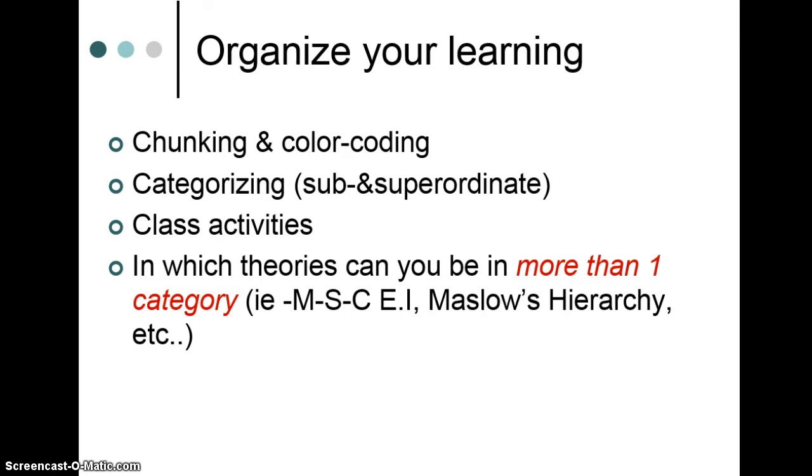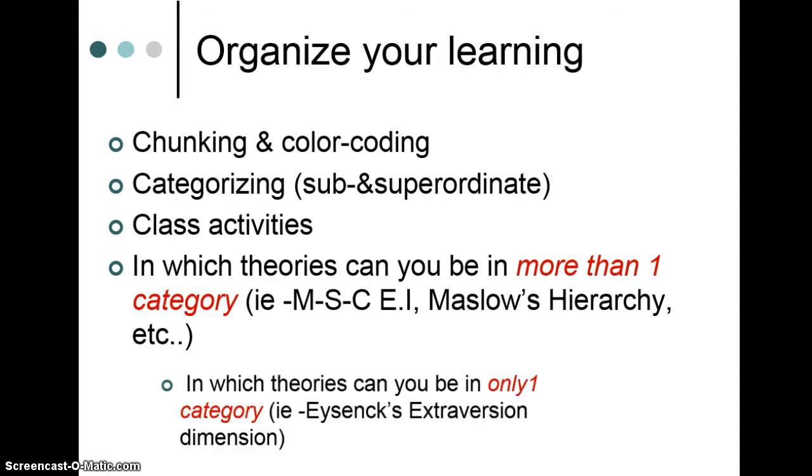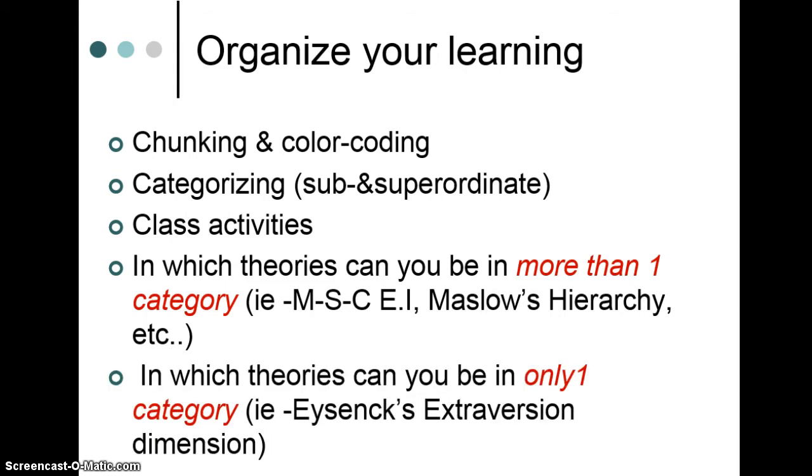Also, it's really important as you understand each of these theories on personality. Some of them categorize you into only one category, and then some of them say, no, you can be in multiple categories. For instance, with emotional intelligence, I can be high in some areas and low in other areas, so I'm in all of the four areas, not just one of them. With Maslow's hierarchy, I can be at different places in the hierarchy, different ways that my needs can be met. Okay, like I said, in other theories, you can only be in one category.